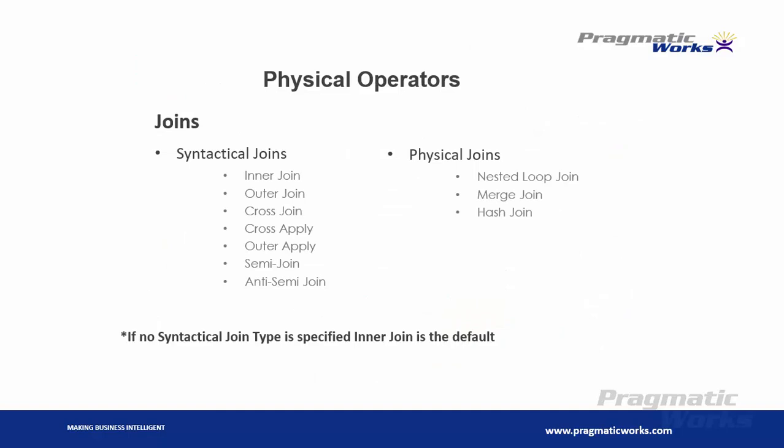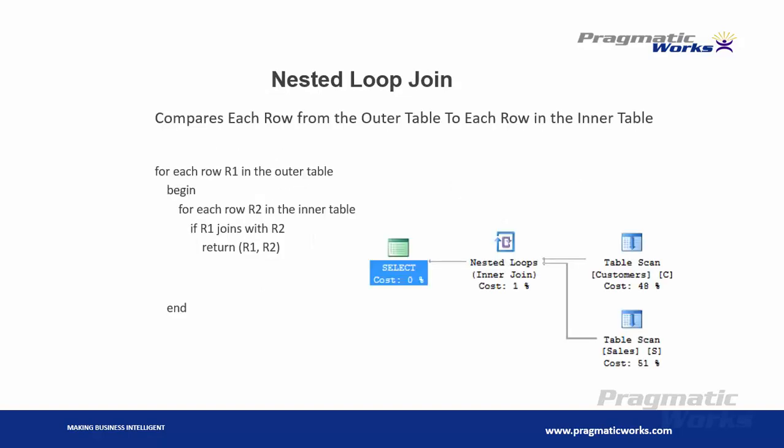Now, the way that SQL Server works is that it takes these syntactical joins and converts, or say translates, them into physical joins, because it doesn't use these syntactical joins specifically to get the data back that it wants. It changes them up into an execution plan and into physical joins so that it can return the data that it needs. Now let's have a quick look at these physical joins.